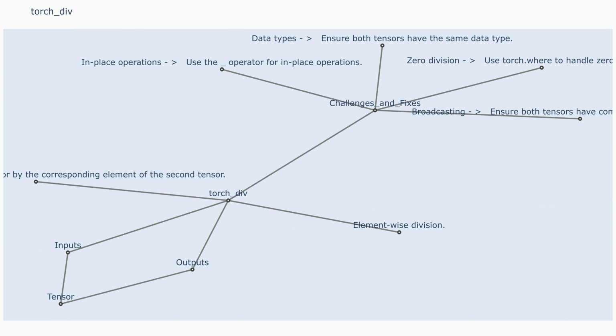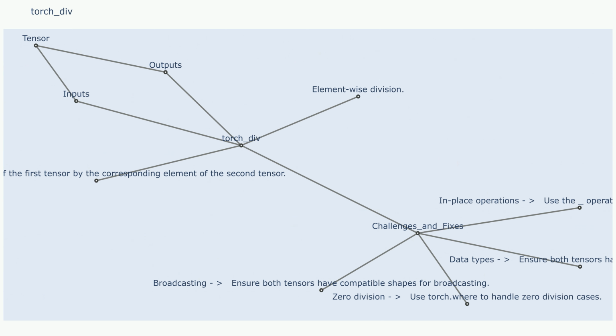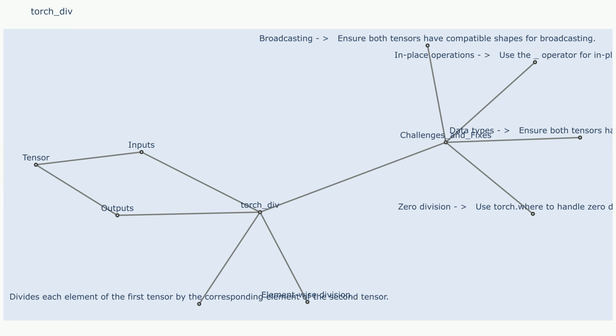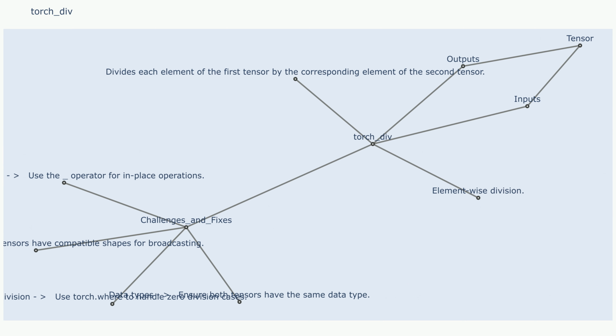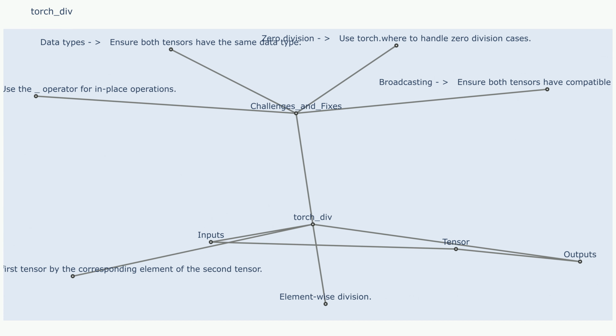Sample use case that resulted in challenge 1. Python: import torch; a = torch.tensor([1, 2, 3]); b = torch.tensor([0, 0, 0]); c = torch.div(a, b). This will result in a runtime error. Fixes to challenge 1: handle division by 0 by checking the divisor before performing the division. Use the torch.where function to selectively apply division only where the divisor is non-zero. Replace the zero elements in the divisor with a small non-zero value to avoid division by 0.